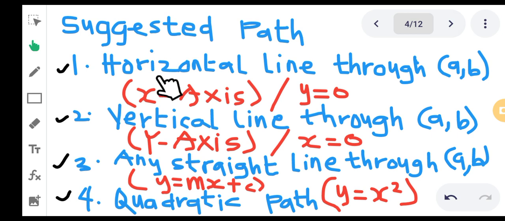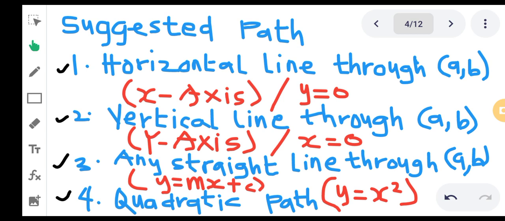What I want us to know is, one, the horizontal line through the point (a, b), where (a, b) is the point that will be given to us. We can also call the horizontal line the x-axis, or y equals 0. Two, the vertical line through (a, b), which is the y-axis, or x equals 0. Three, any straight line through the point (a, b). And lastly, the quadratic path. So we have four paths. This is the main one. I'm not saying this is the exact list, we have others, but these are the ones we mostly use to find limits in multivariable calculus.